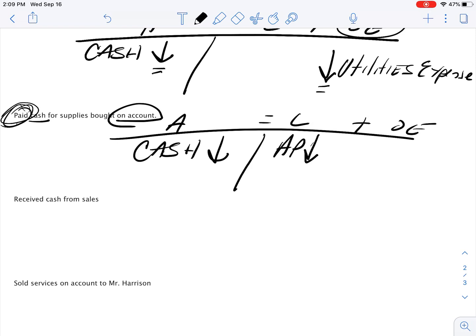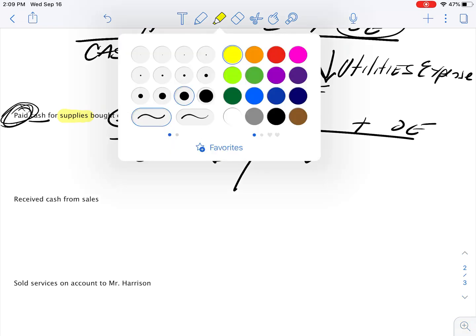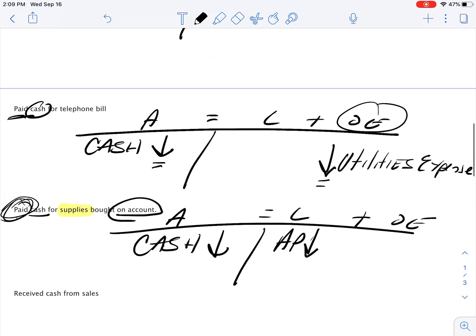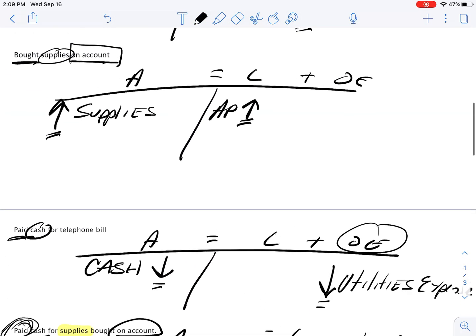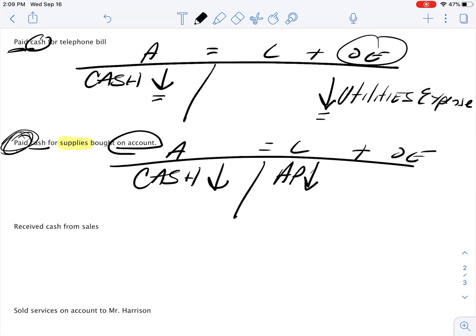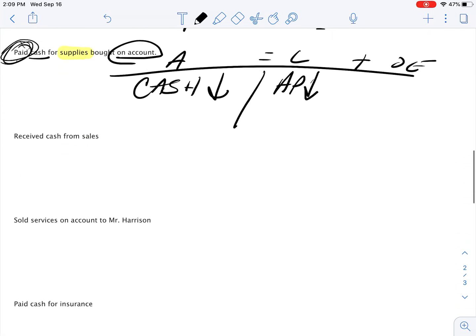so I either owe them less money or no money. Quick question here that a lot of times tricks kids up: why is it not supplies? Well, the reason why it's not supplies is because supplies was recorded up here in this transaction. So we don't need to record it again. We already have received the supplies. Now we're just paying off the promise to pay them.